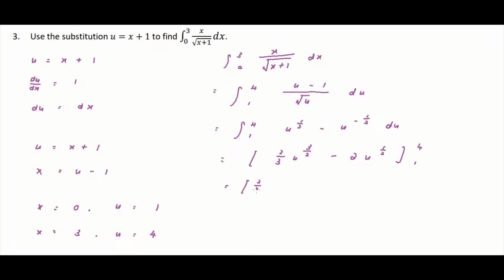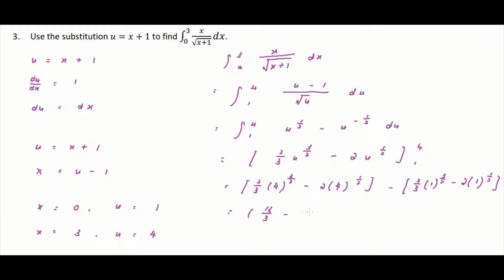Okay, so now we can try to do the substitution. So 3 over 2, 4 to the power of 3 over 2, minus 2 times 4 to the power of 1 over 2. Okay, then minus, so we know that when we substitute the lower limit, you will get 1 as well, right? So 3 over 2, 1 to the power of 3 over 2, minus 2 times 1 to the power of 1 over 2. Okay, so try writing down your answer.